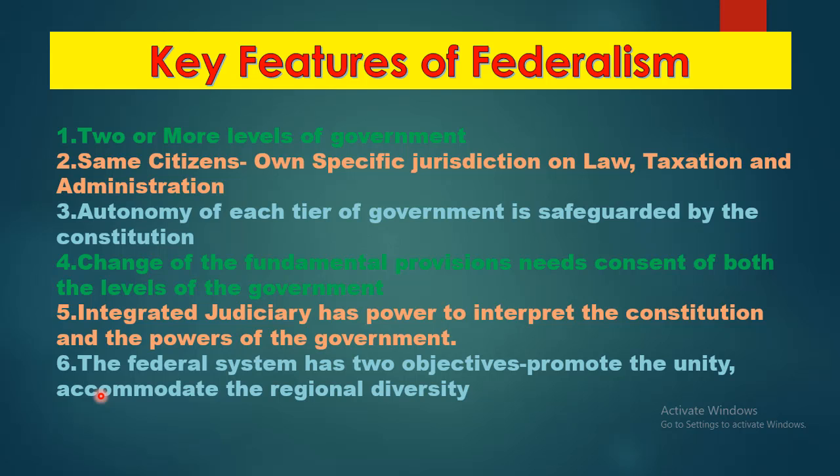So the federal system has to accommodate all the differences: regional differences, geographical differences, historical differences, linguistic differences. So children, all these 5 or 6 points you are supposed to mention for this 5-mark question. I hope children you have understood this particular concept, and the question is framed from this concept: what are the key features of federalism. I hope you have understood this.